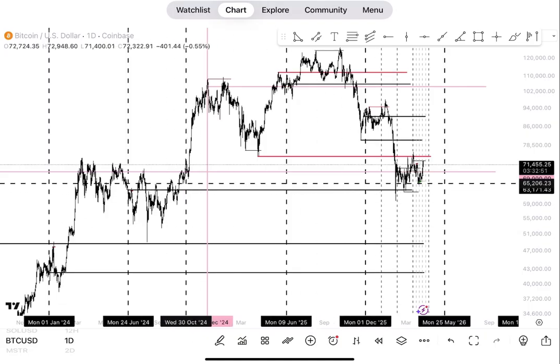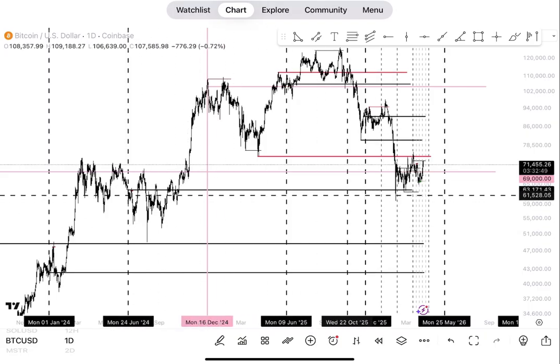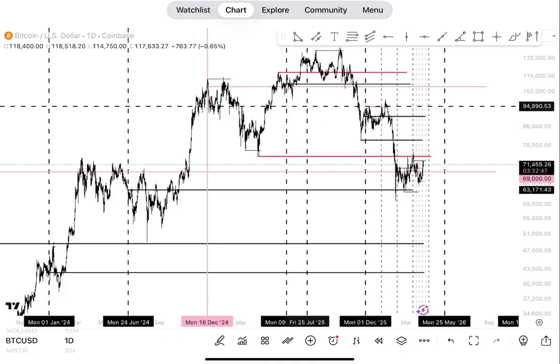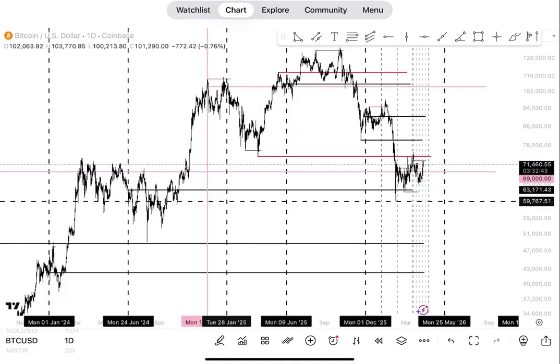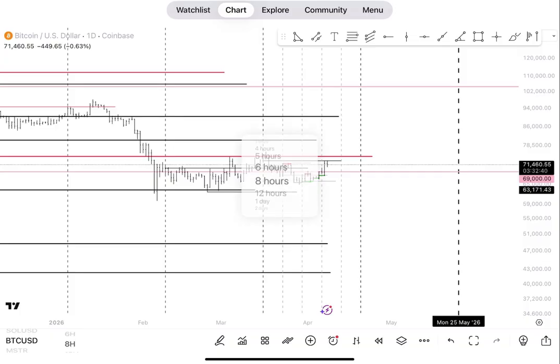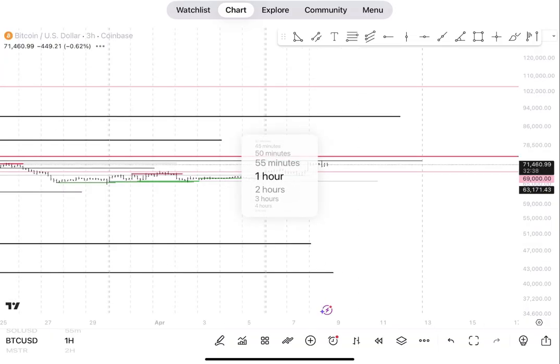You see that level coming across? That is the opening level. So we opened, shot through 1 and hit a 5. And now we're playing around at these levels, okay? So let's go in and take a look at it on a smaller time frame real quick.